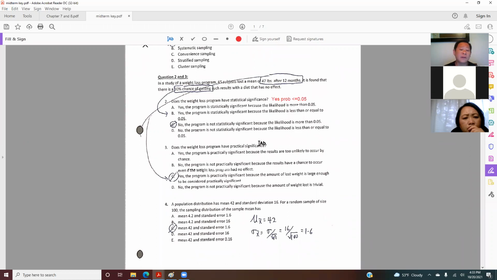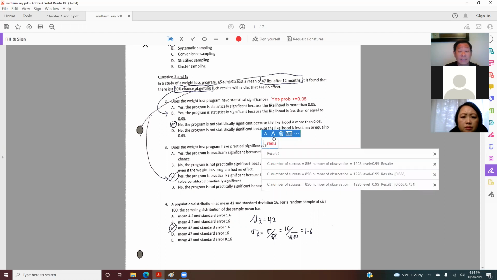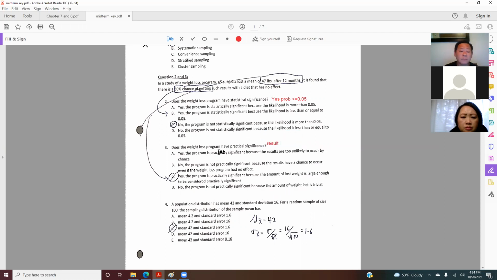Is this practically significant? Practical significance means you look at how practical it is. Based on the result shown, 47 pounds is lost after 12 months. So it's an average of 4 pounds a month. This is a lot. So this is actually practical because you actually lose quite a lot of weight here. So it's considered practical. This is how we answer statistically significant and practically significant. One is using probability and one is using the result from the survey.